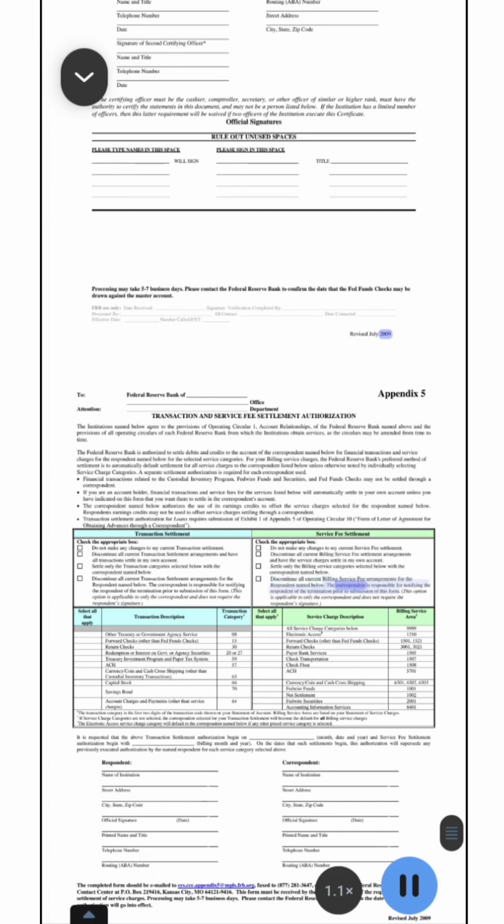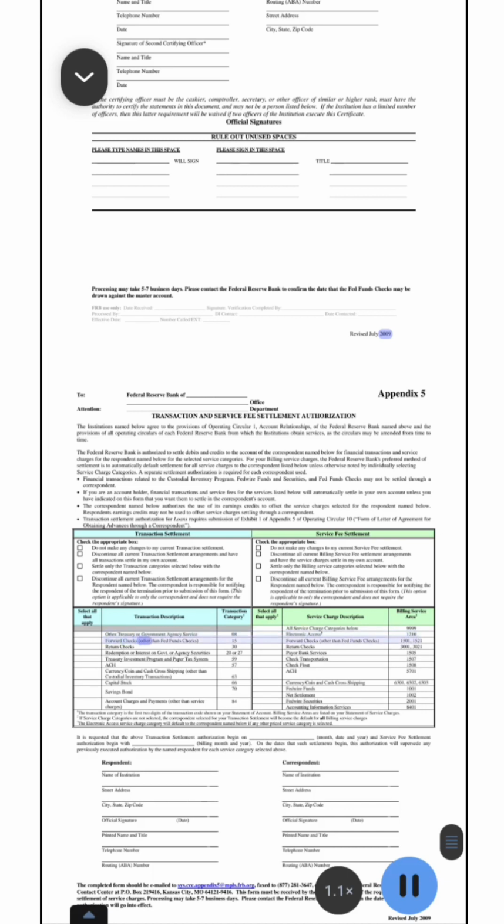The correspondent is responsible for notifying the respondent of the termination prior to submission of this form. This option is applicable to only the correspondent and does not require the respondent's signature. Select all that apply. Transaction description. Transaction category 1. Select all that apply to service charge description, billing service area 1. All service charge categories below 9999. Other Treasury or Government Agency Service 08, Electronic Access 3 1210.